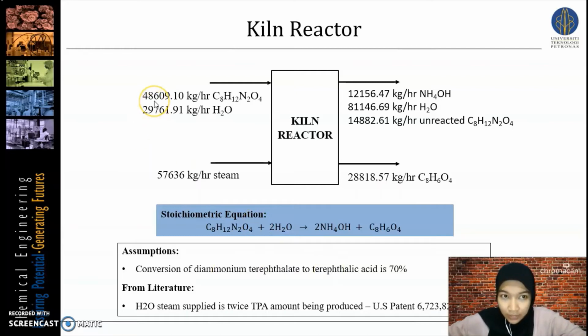So 48,609.10 kg per hour of diammonium terephthalate can produce at least 28,818.57 kilogram per hour of terephthalic acid.